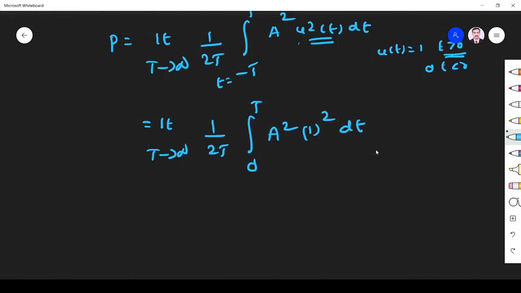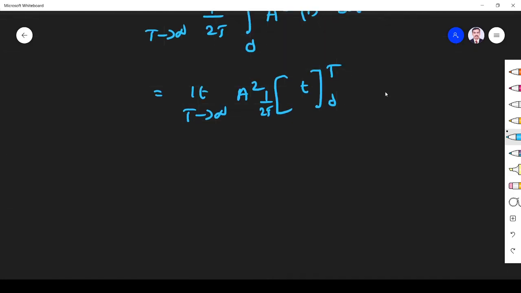Okay, so if you simplify, what do you get? The limit T tends to infinity, A squared is a constant, take it outside. 1 by 2T, integral of 1 dt means integral dt is T, with limits 0 to T.